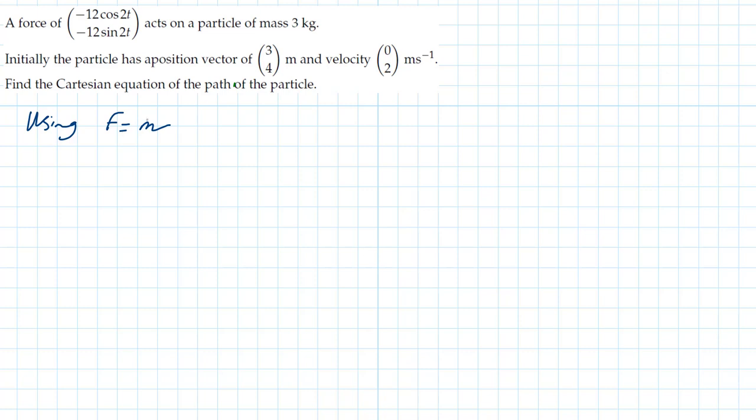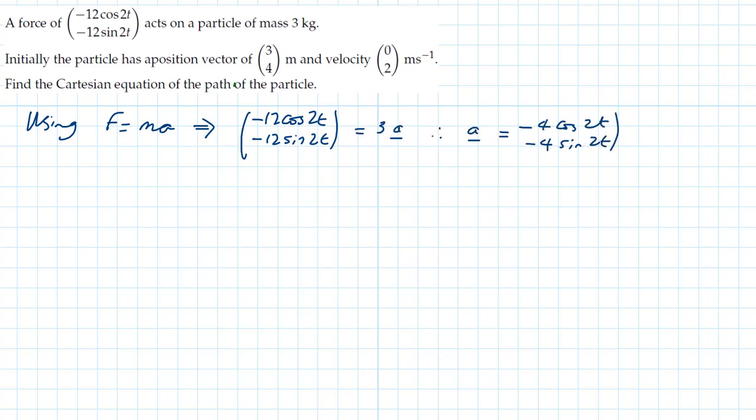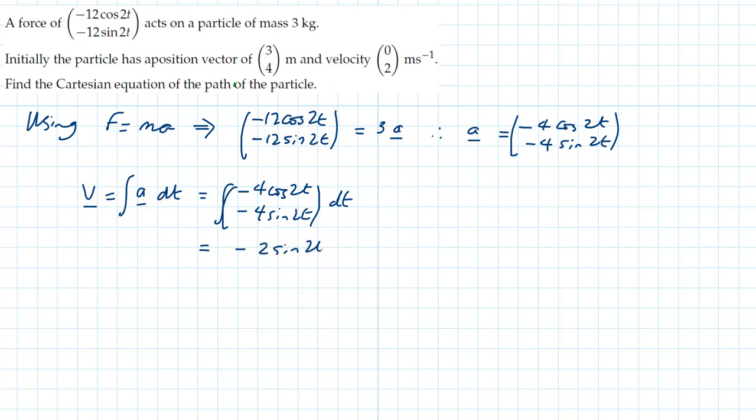This time, as you can see, we've got slightly harder functions to deal with, in so much as we've got trig expressions. So we start off using F equals ma because we're given the force, and we can work out what the acceleration is going to be. Having got the acceleration, we can integrate it to find what the velocity is going to be. So using our usual rules of differentiating or integrating trig functions, we can establish what v is going to be.